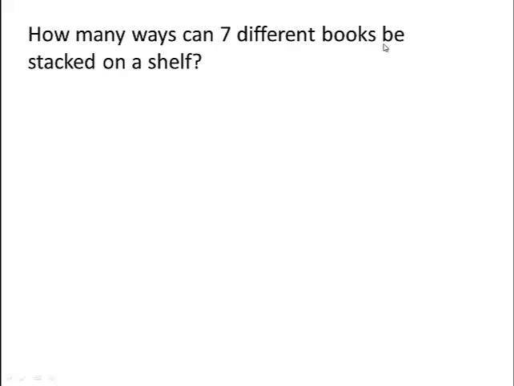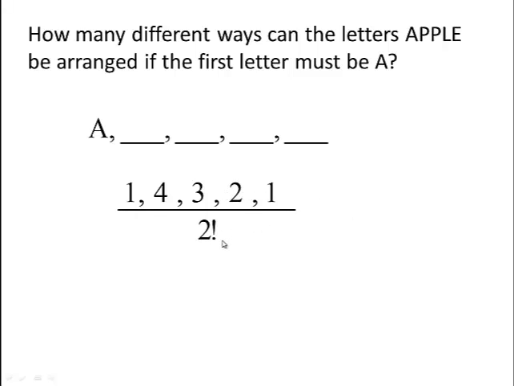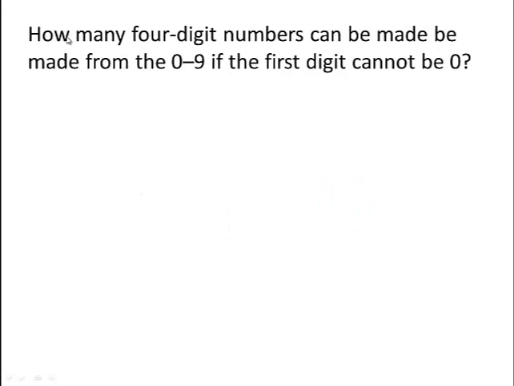How many ways can 7 books be stacked on a shelf? Well, that will be 7 factorial, which is 5,040. How many different ways can the letters apple be arranged if the first letter must be A? So if the first letter must be A, there are the possibilities of 4 letters left over. So we're going to take 1 times 4 times 3 times 2 times 1. And then we have to divide that by 2 factorial because we've got 2 P's. And that will be 12.